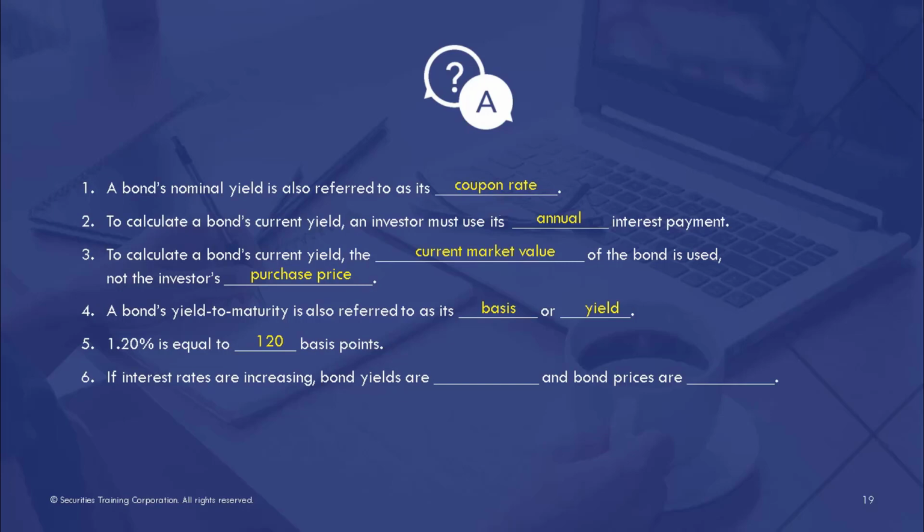And lastly, number 6, if interest rates are increasing, bond yields are blank and bond prices are blank. So if interest rates are rising or increasing, what is happening to the yields of various bonds and what is happening to prices? Bond yields will be increasing and bond prices will be falling or decreasing.